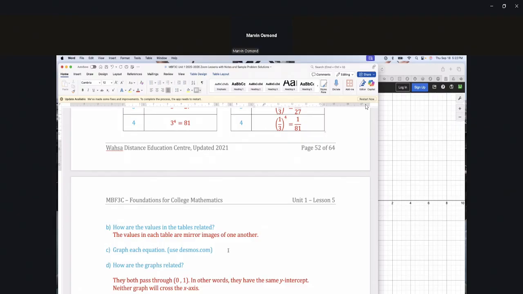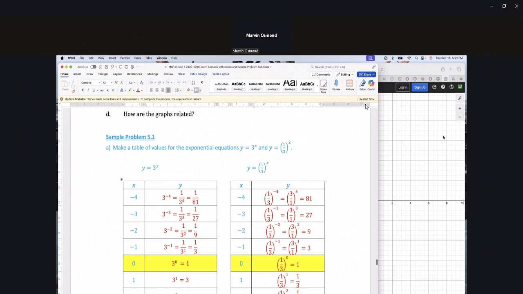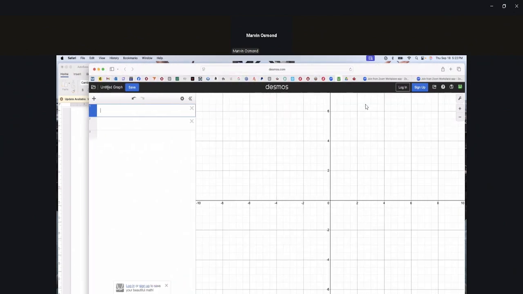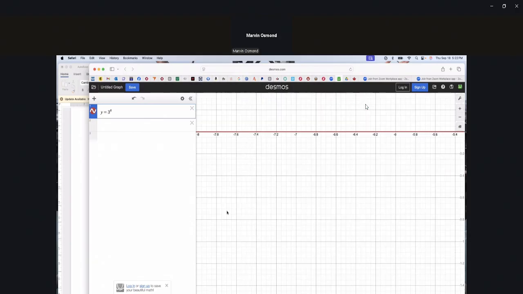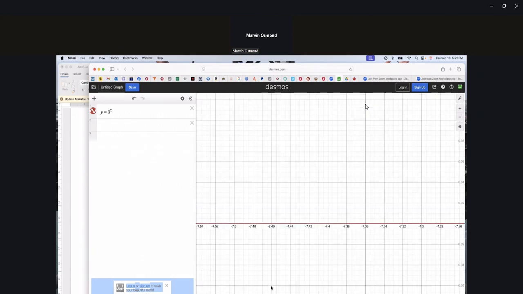Graph using decimals. So now if I come over to here, we're going to graph y equals 3 to the power of x. I'll make this a little bit bigger. And there you go. Now, it looks like when you look at the graph that the red line touches the x-axis, but it doesn't. It gets really, really super close, but it actually doesn't ever touch. It looks like it, but it doesn't.